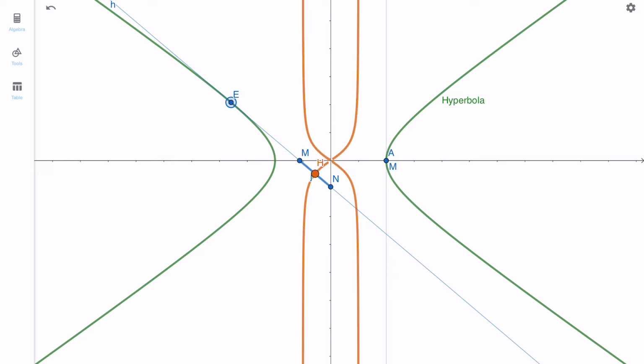So this orange curve then is the locus of the midpoint of MN. And what we're going to do in this video is find the equation of this locus.